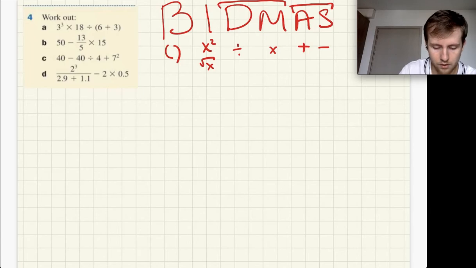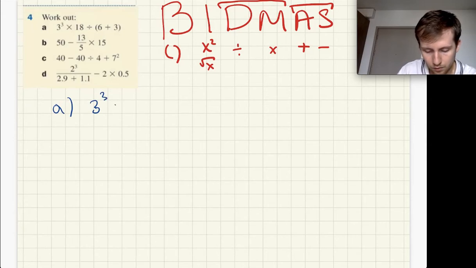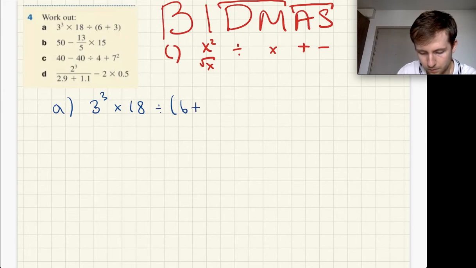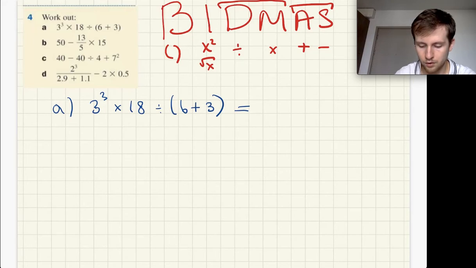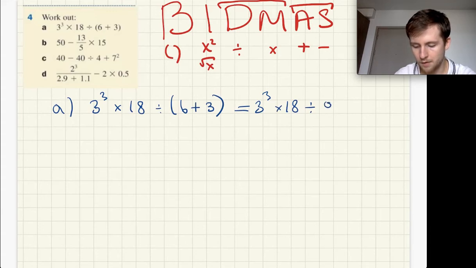Okay, let's do it. 3 to the power of 3 times 18 divided by 6 plus 3. So first, of course, we do the brackets. So this is what we do in the first term. So 3 to the power of 3 times 18 divided by 9.